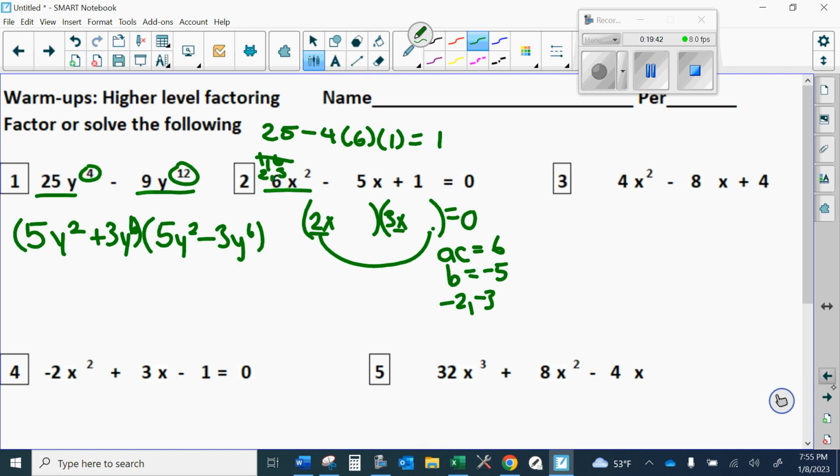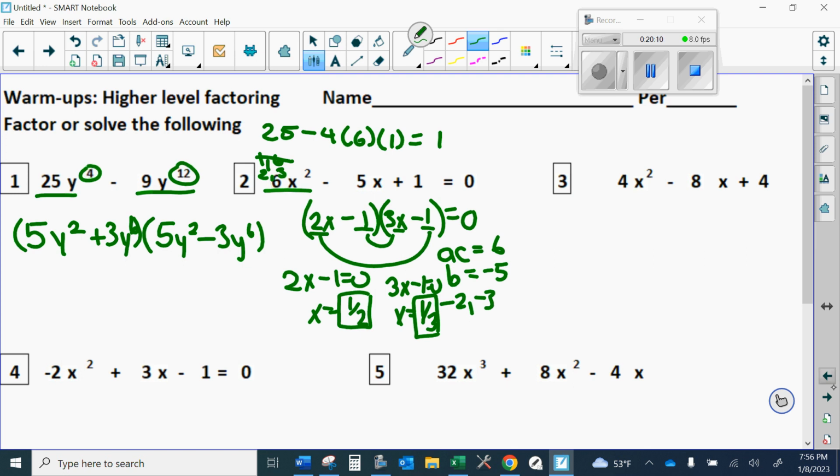Draw my two smiley faces, outsides and insides. 2 times what is negative 2? Negative 1. 3 times what is negative 3? Negative 1. And there I have it factored. Now I just set each factor equal to 0 and solve. You should be able to do those steps in your head, just saving time. You should be able to easily solve for the x, that's pre-algebra.